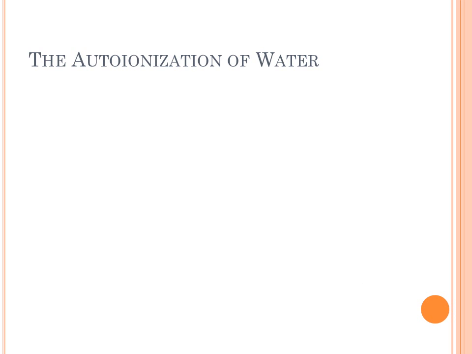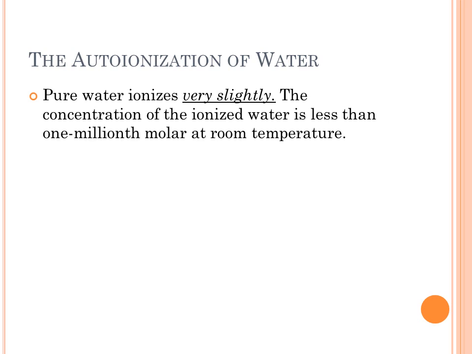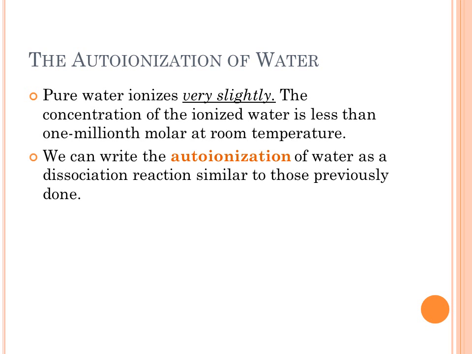Let's talk a little bit about water, because most of the acid-base chemistry that we're going to talk about is in aqueous solution. Pure water will ionize very slightly. The concentration is less than 1/1,000,000th molar at room temperature. So we write autoionization of water as a dissociation reaction similar to those that we've done previously with equilibria, where two waters will react with one another to form hydronium ion and hydroxide ion, but that equilibrium is very reactant favored. Very little of the product is formed.